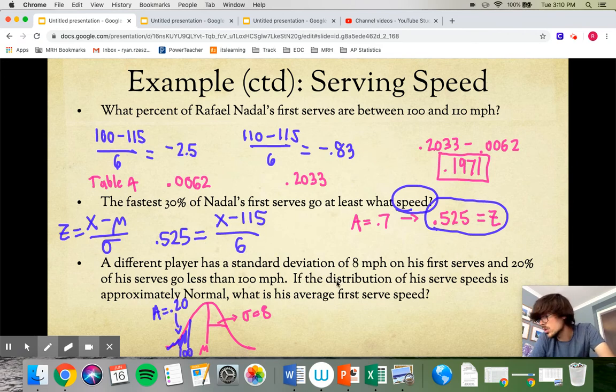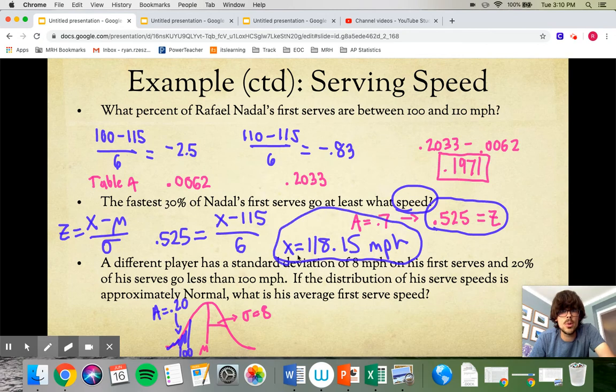If you do that and you actually solve for x, you should get the answer 118.15, and that's in miles per hour. So at the end of the day for this question here, his fastest 30% of serves are 118.15 miles per hour or higher. This is the cutoff if you want to be in the fastest 30%. And then we have our last question right here.